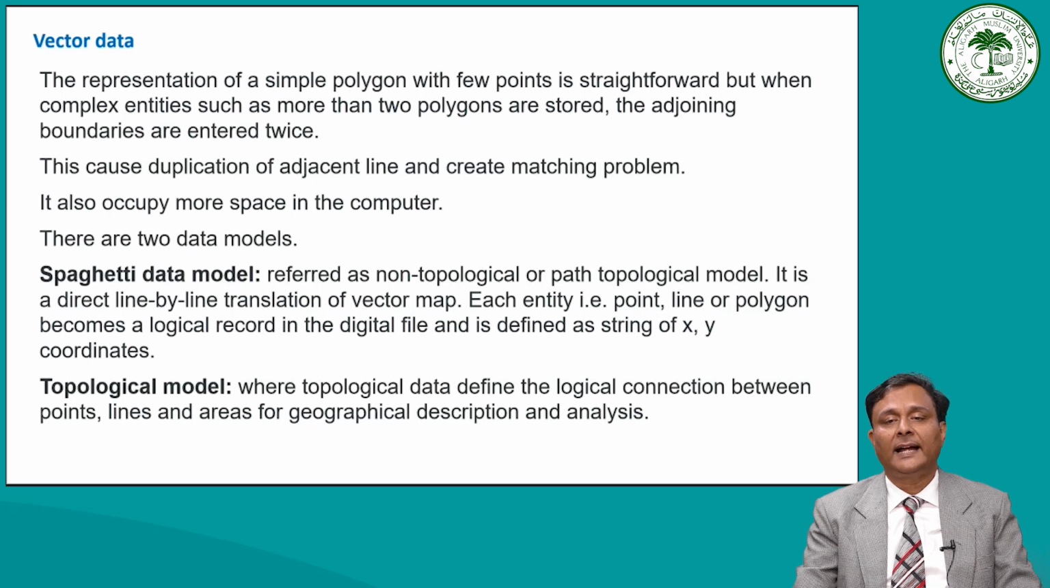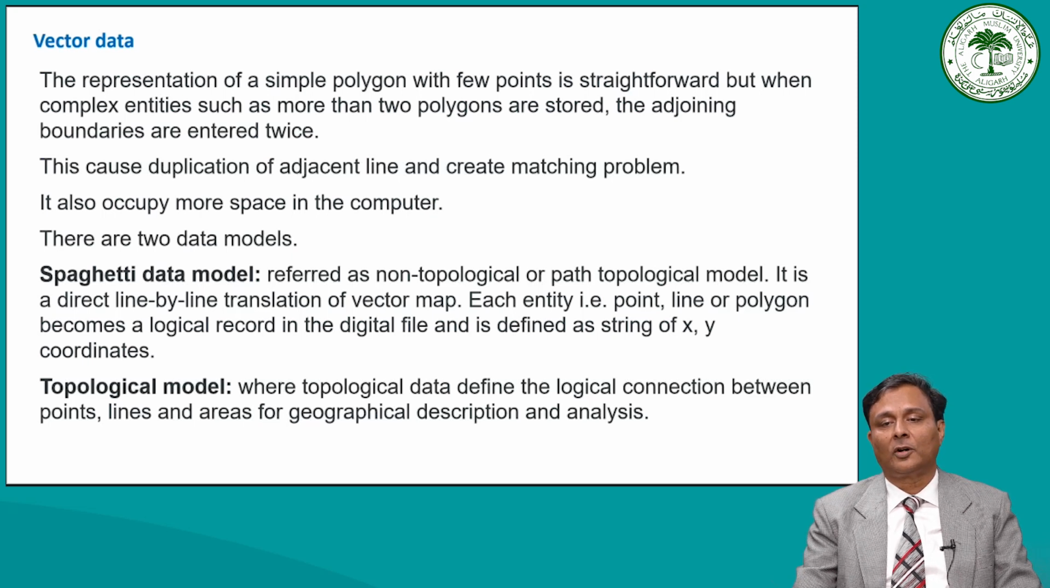To overcome this and the related problems, there are largely two models. The first one is the spaghetti model, the spaghetti data model. It is also referred to as the non-topological or path topological model. Now, as the name spaghetti suggests, it is a direct line-by-line translation of a vector map. In the spaghetti model, each entity, for example, either a point or line or area, becomes a logical record in the digital file, and it is defined as a string of xy coordinates, as we have seen earlier.